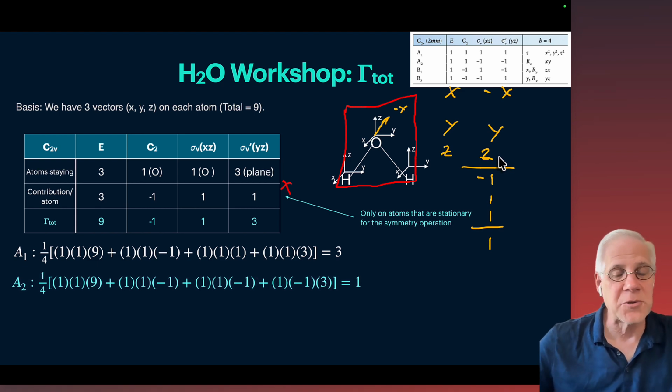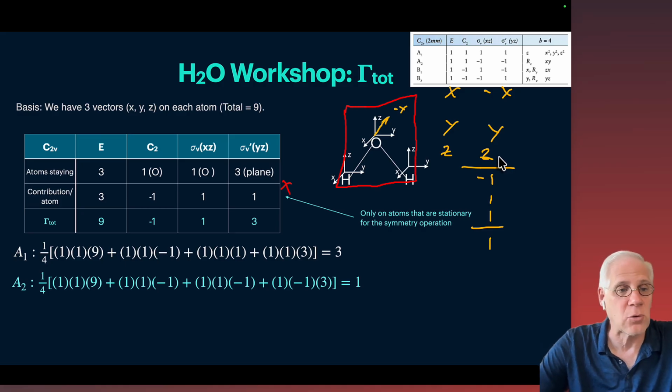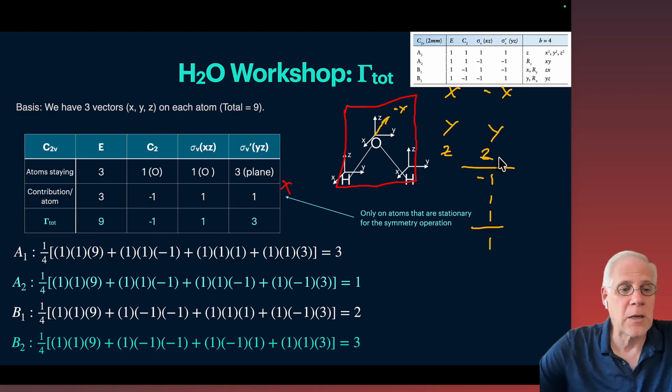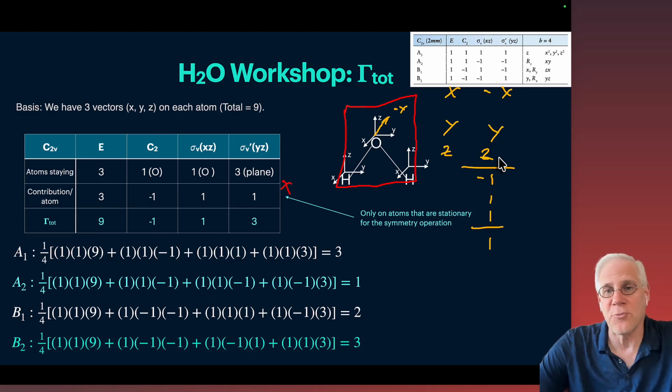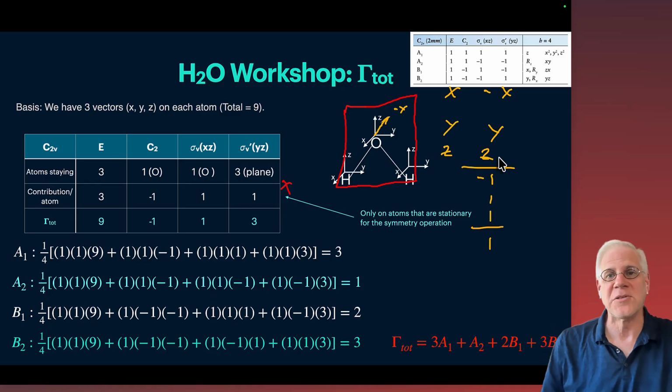Just put it in different colors so you can see it differently. We end up with a total of 4 when we add all that up, and so that gives us a total of 1. For B1, we get 2, and for B2, we get 3. So if we sum this up, what we end up with is our total gamma, so our total motions here, our irreducible representation is 3A1 plus A2 plus 2B1 plus 3B2.